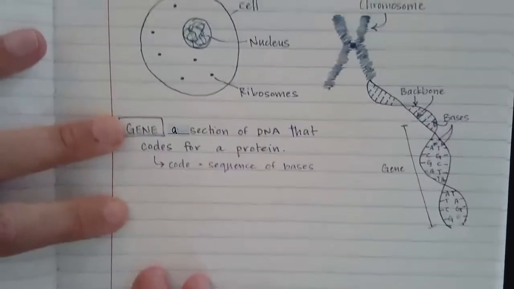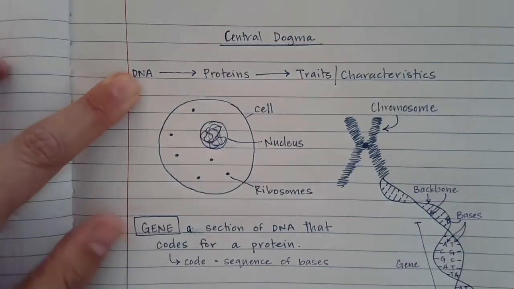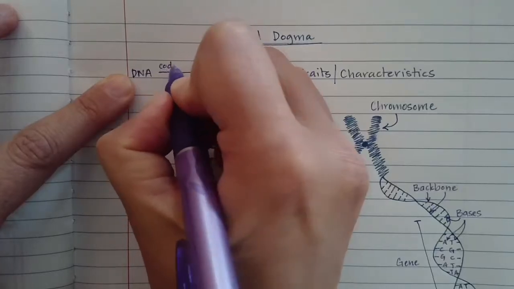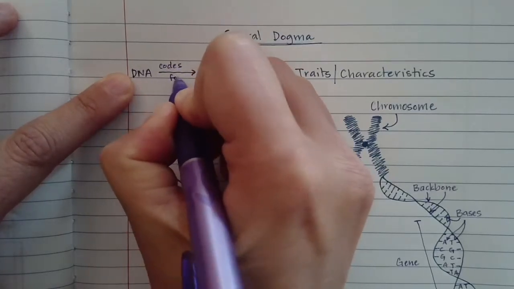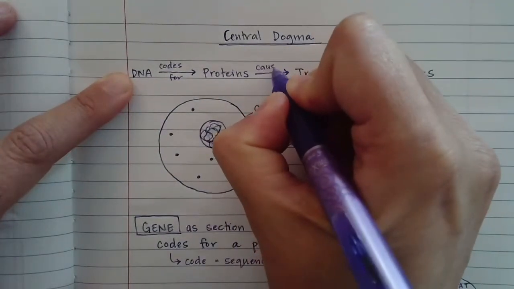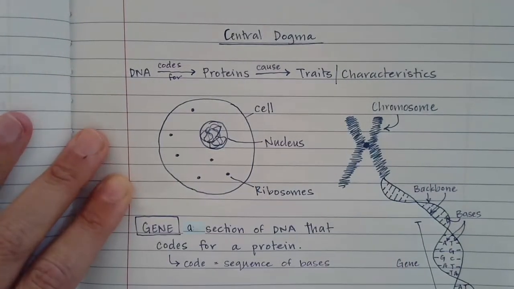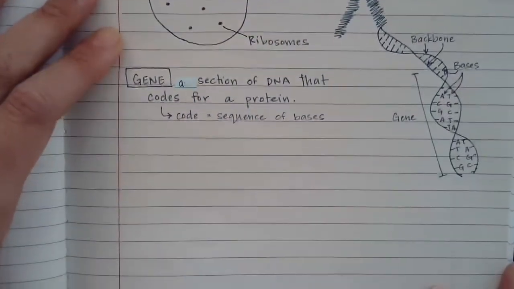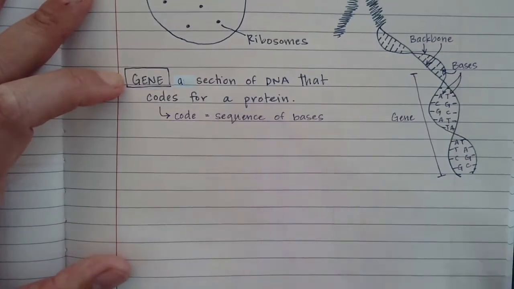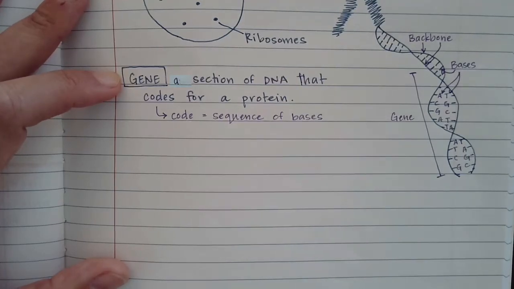Now, if we look back at the beginning, DNA is coding for the protein, and then proteins cause our traits and characteristics. And when we say that DNA codes for proteins, what we mean is that we have these genes, and each gene is going to result in a different protein that is made by your cell. So it all starts with DNA.